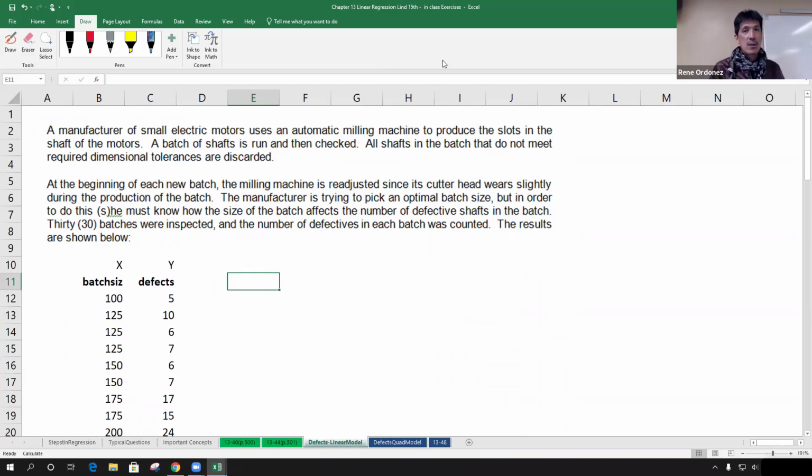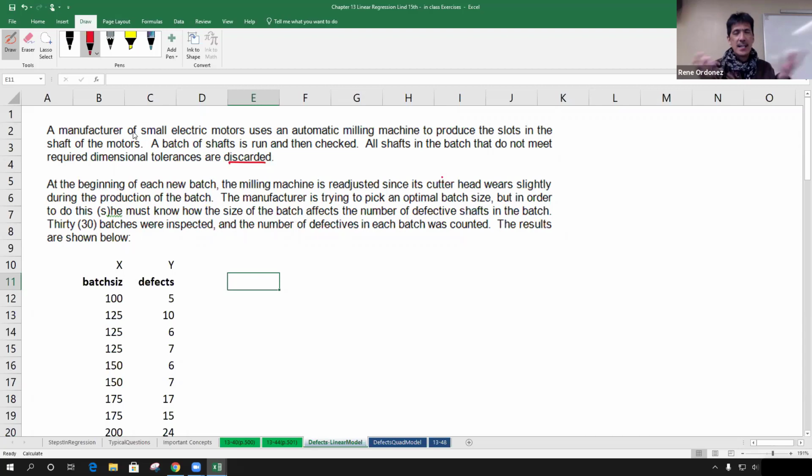So we have a manufacturer of small electric motors who uses an automatic milling machine to produce the slots in the shaft of the motors. A batch of shafts is run and then checked. All shafts in the batch that do not meet dimensional tolerances are discarded as scraps. At the beginning of each new batch, the milling machine is readjusted since its cutter head wears slightly during the production of the batch.